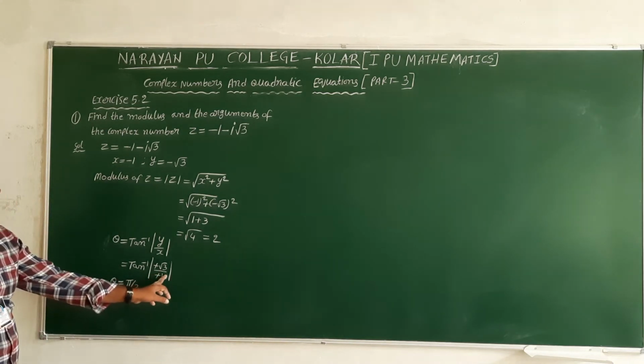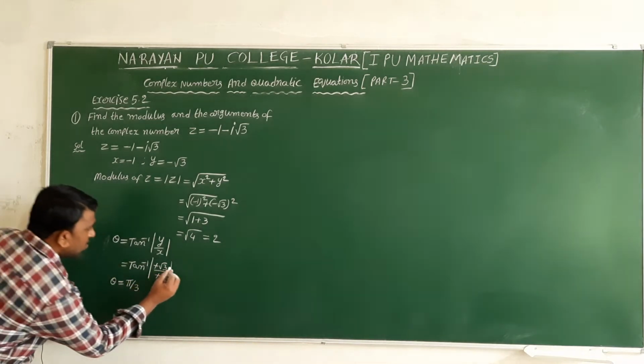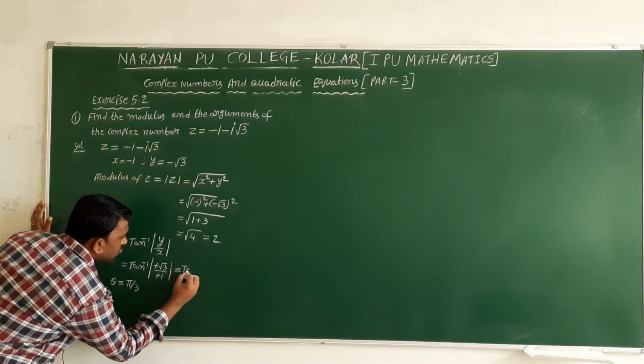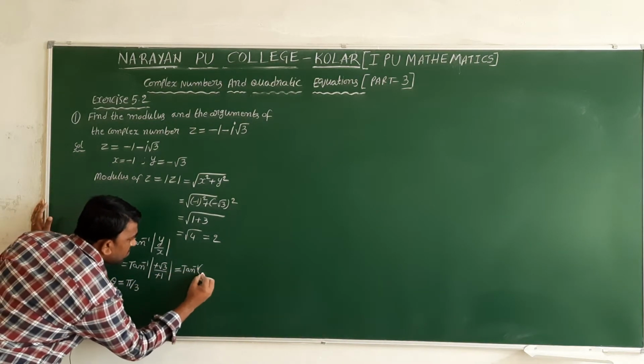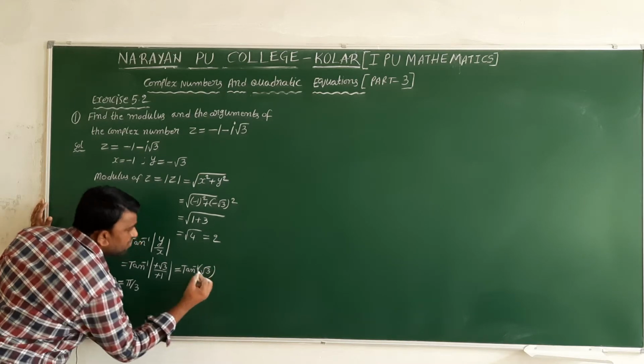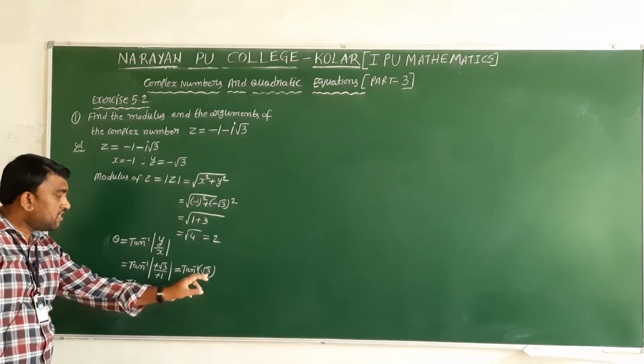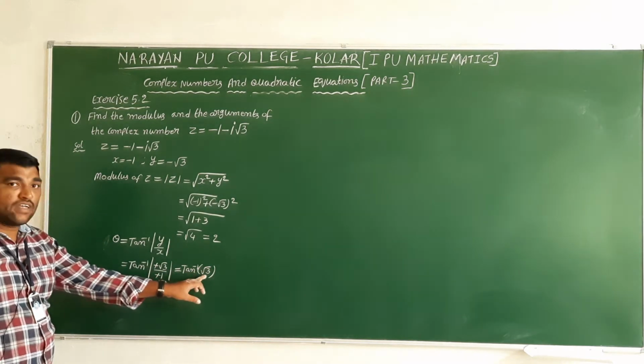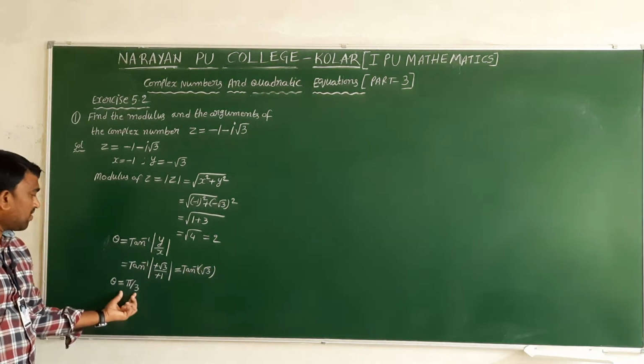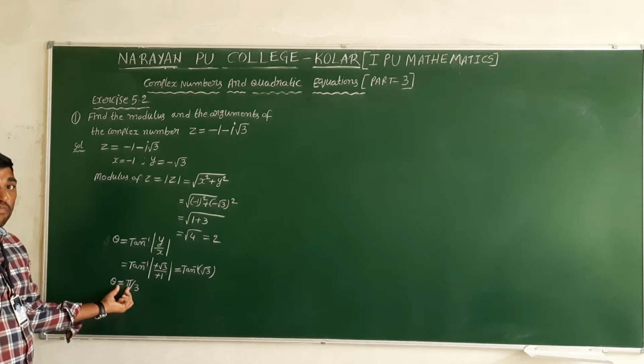Tan of which value will give root 3? This one, tan inverse root 3. So we can write tan inverse of tan 60. Tan 60 is root 3. Tan inverse and tan will cancel, and 60 will come. That's the theta value, directly pi by 3.